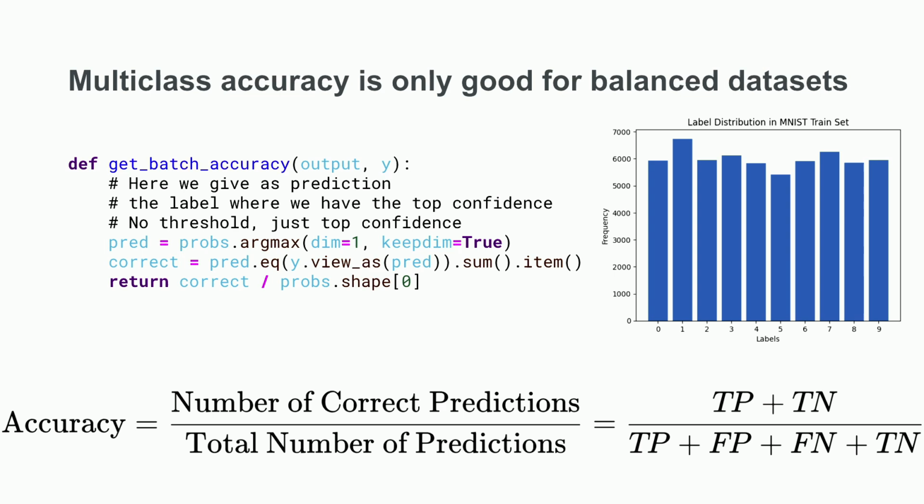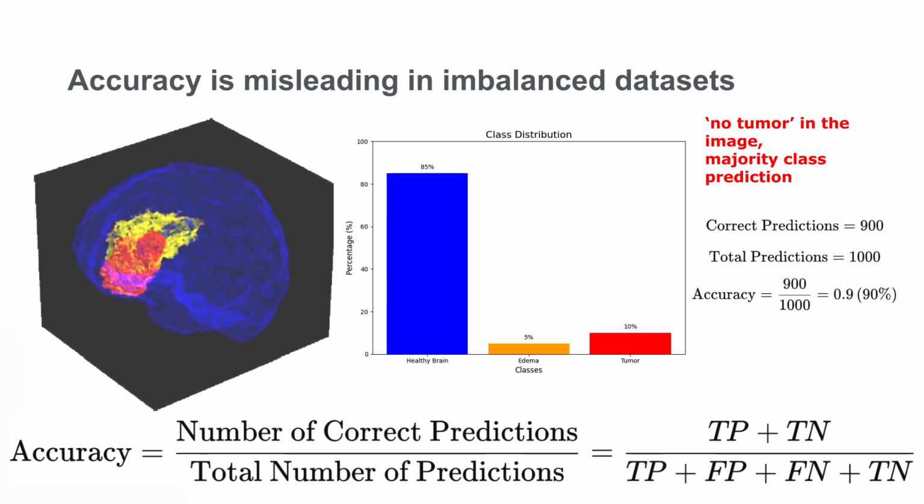The MNIST distribution plot reveals some very important insight, and that is that the dataset is quite balanced. Every single one of the digits is appearing at about the same frequency. So this is something that allows us to get away with using accuracy, but it's something that will be very problematic in datasets where we have a big imbalance between the different objects of interest.